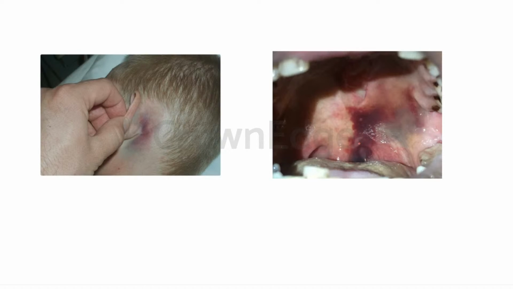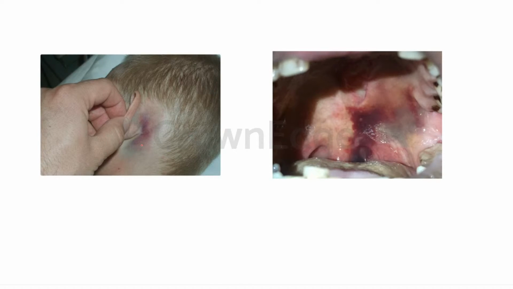Where is Battle sign seen? You can typically see the crescent shape ecchymosis over here behind the ear. So, it is also seen. Yeah, can anyone tell me where it is seen? Right is Guerin. Very good. Yes, that's a greater palatine foramen. What you can see over there in Le Fort 1. Someone has already said that.